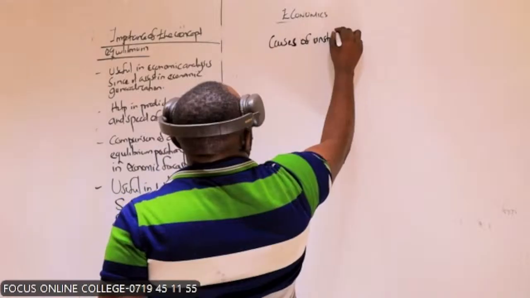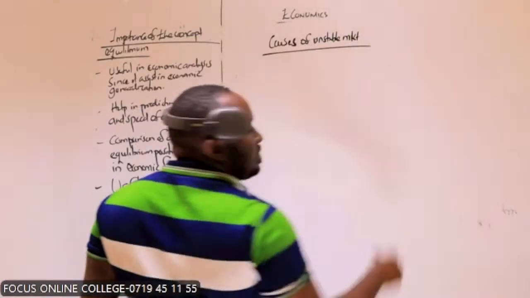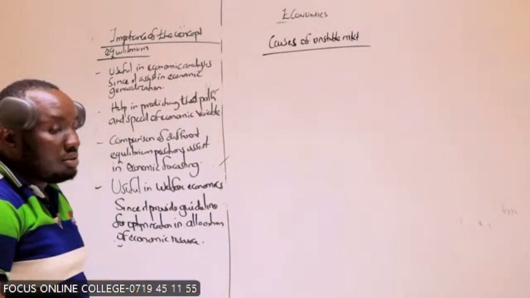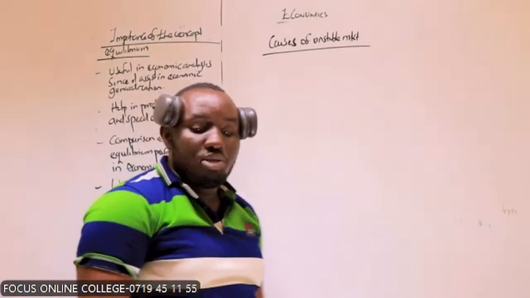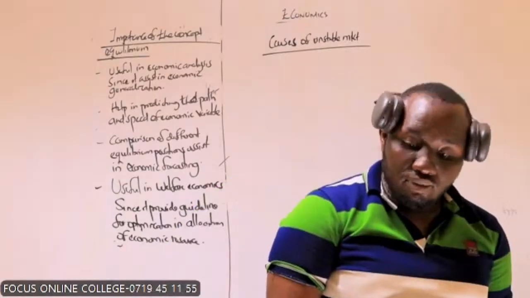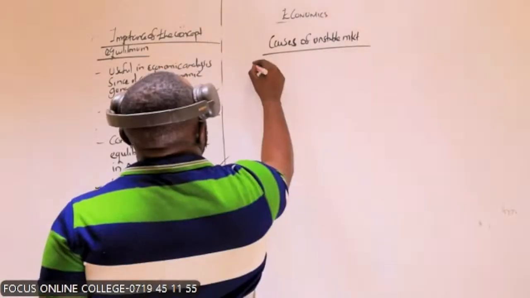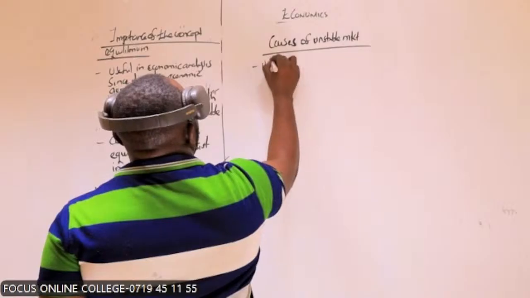By an unstable market, by the employer. What causes a market to be unstable? We just talk about 5. The rest you can get from the notes. What will cause a market to be unstable? Number 1 is unfavorable weather conditions.